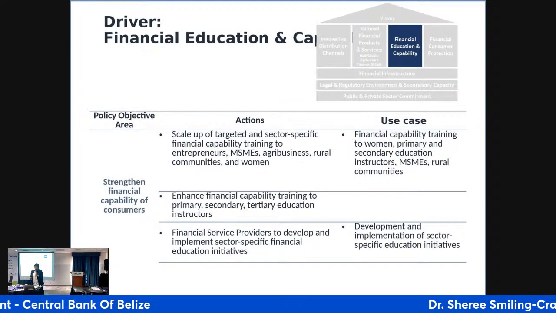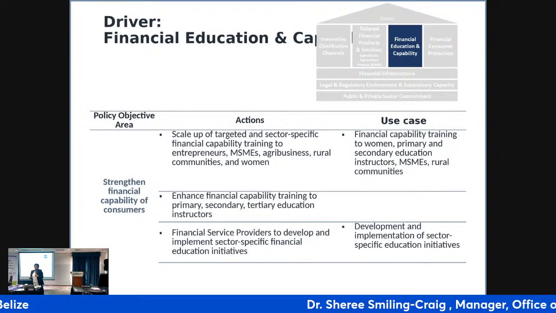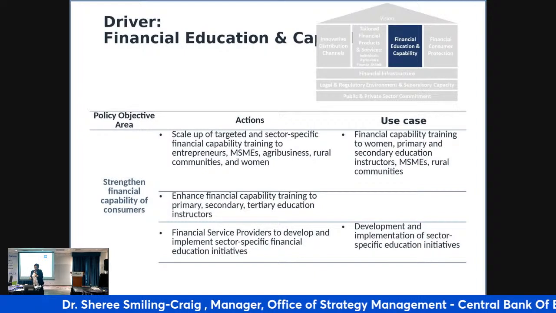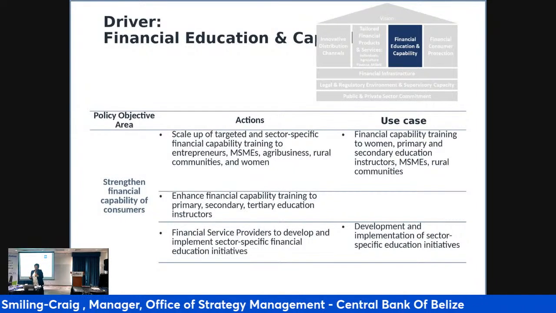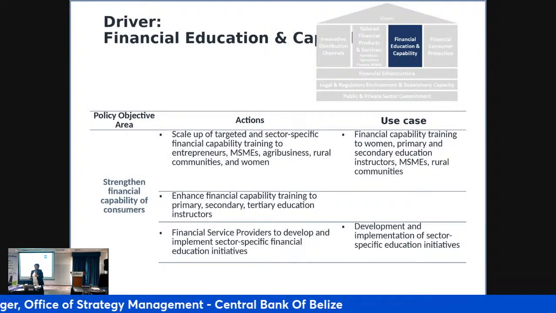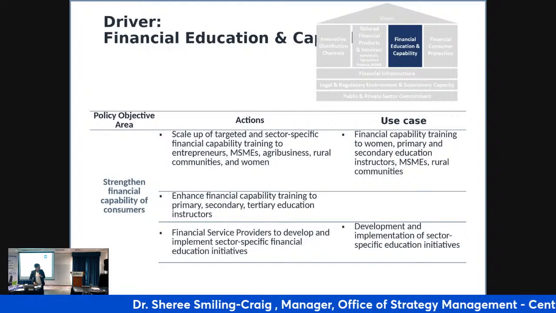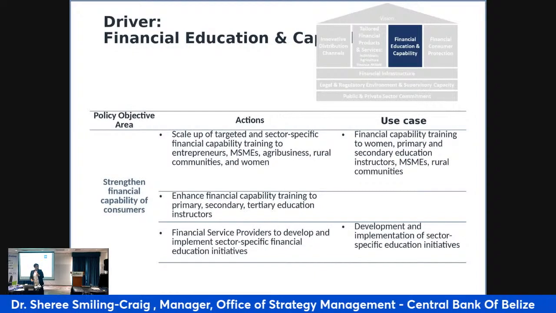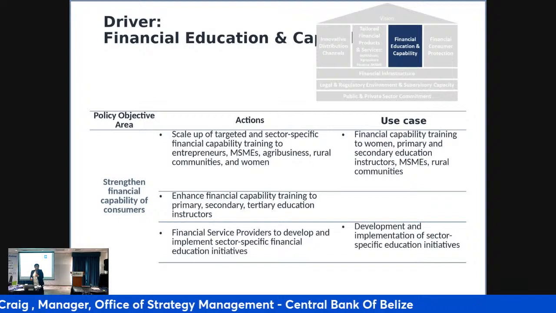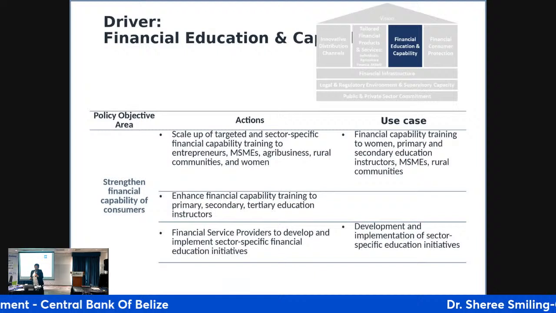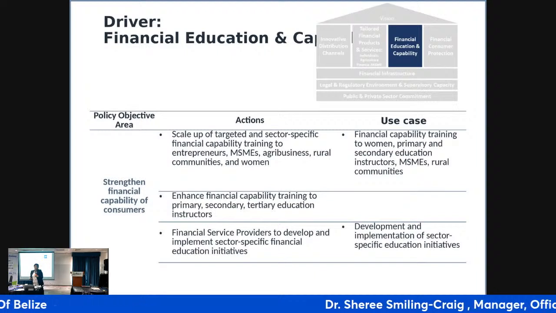When it comes to the financial education, we have projects, as I indicated earlier, or initiatives and actions that are targeting primary, secondary, MSMEs, and women. We need more programs to reach rural communities, and we're working on that. And any institution, maybe a higher ed institution, may want to take on such an initiative, and in collaboration, of course. Then we have development and implementation of sector-specific education initiatives, which is happening.